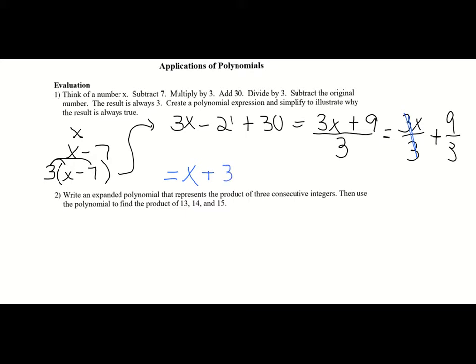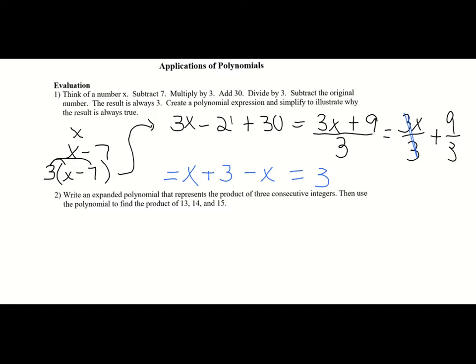Now, our original number was x. The last step, step 5, says subtract the original number. So we're going to subtract x, and my result is 3. So that's how we wrote out our polynomial expressions. And you can see how they would always get 3, and it was done with algebra. It's kind of a cool problem to look at. I encourage you guys to try to make up your own number puzzle.